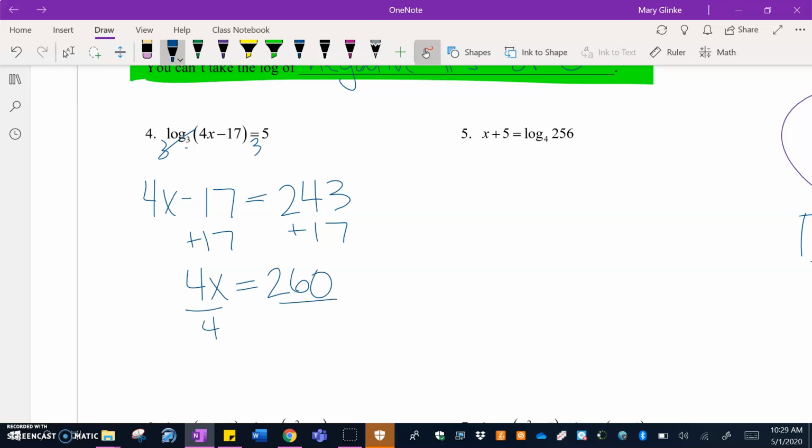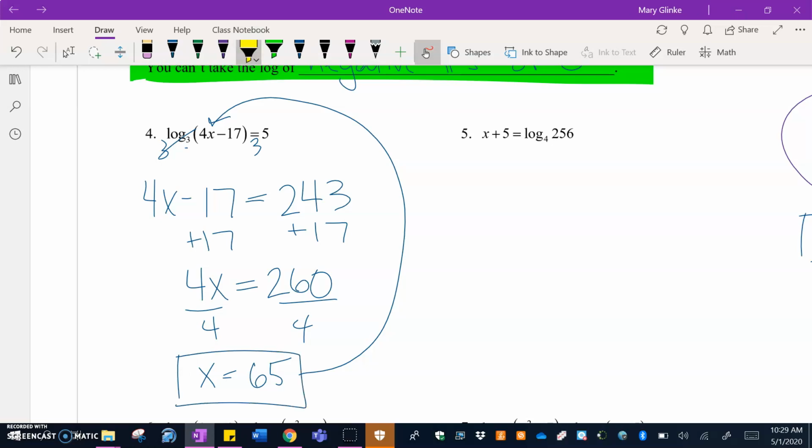And then divide by 4. Oh, no, that's not an 8, that's a 65. There we go. When you plug this back in, 4 times 65 minus 17 is going to be a positive number, and it's going to check out. So x equals 65.